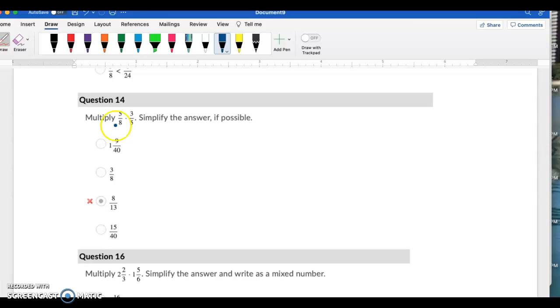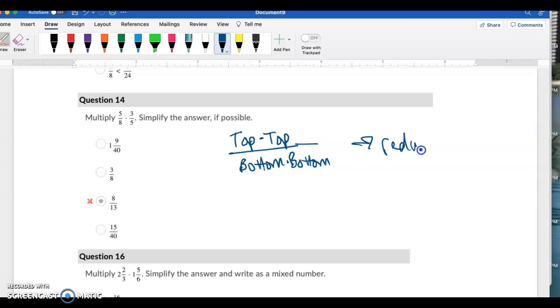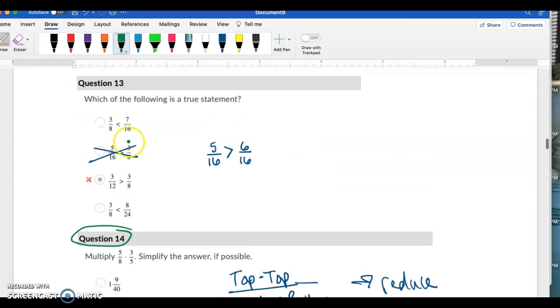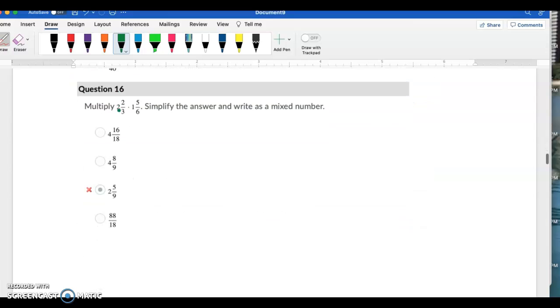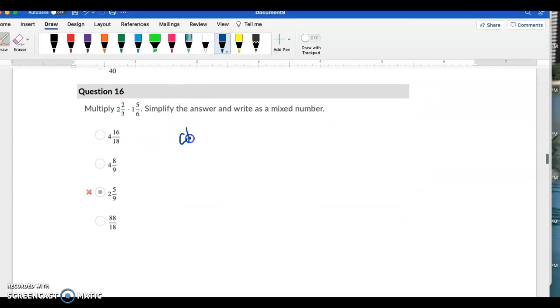Okay, so here, multiplying, simplify the answer if possible. It looks like you added the numerator and added the denominator. We're doing multiplication here. So we want to do top times top over bottom times bottom. And then we want to reduce. Okay, so I'll let you go ahead and do that one there. So there's 14. I forgot to circle 13 as well. Finish up 13.